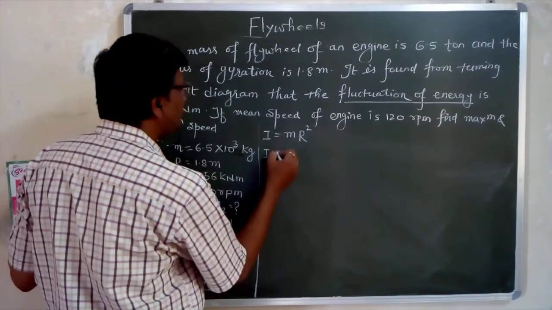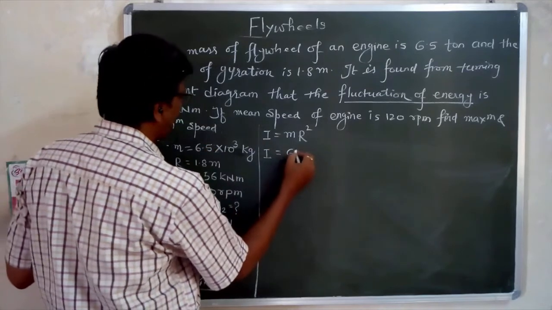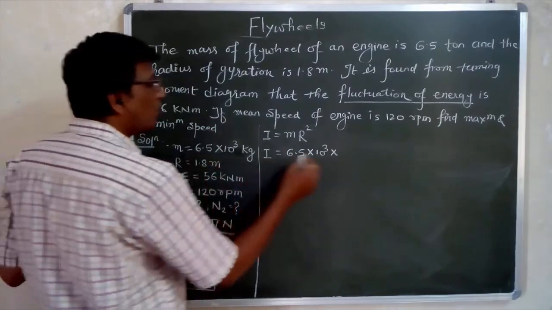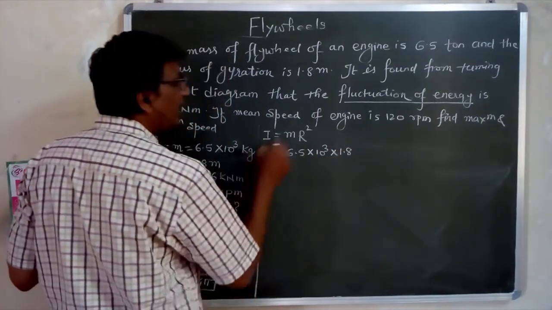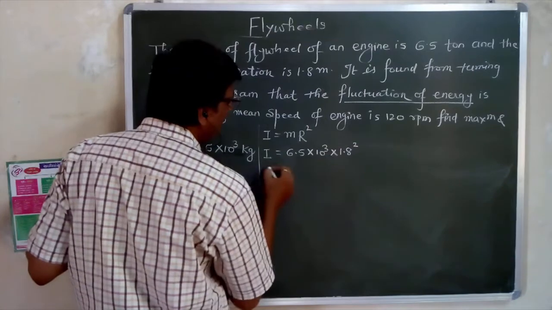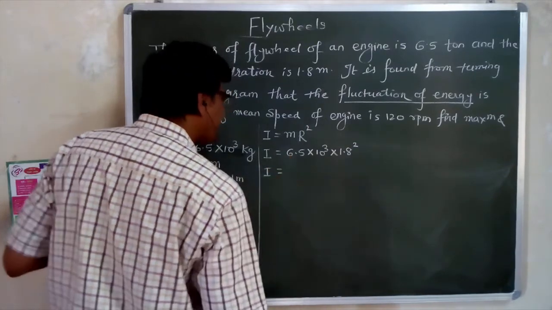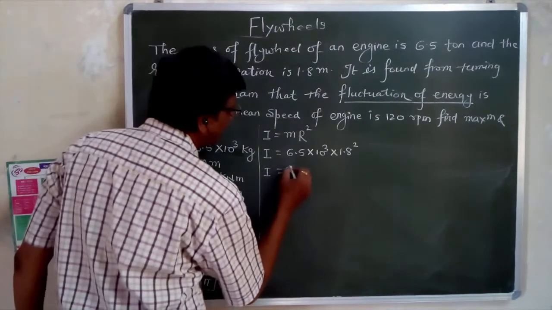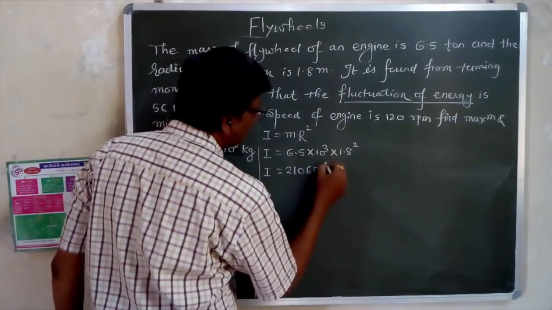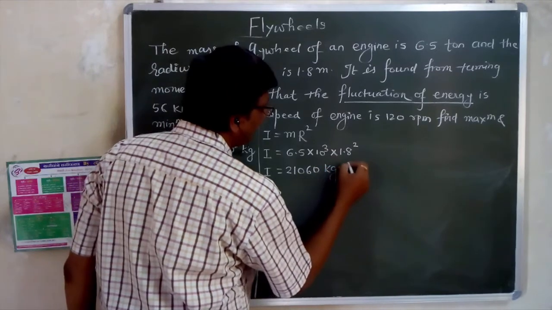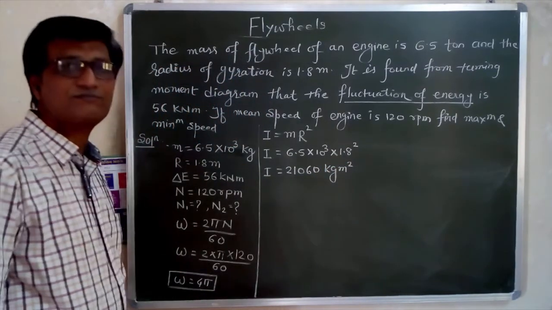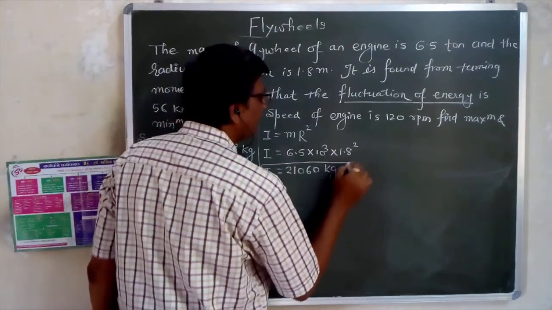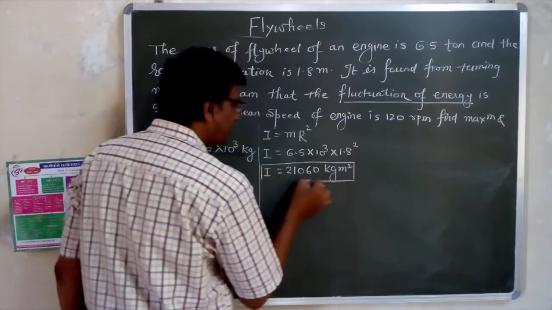Then I will go for I is equal to m r square or m k square. What is the mass given? It's 6.5 into 10 raised to power 3, into r is 1.8 meters, squared. Now the calculation gives I as 21060 kg meter square. Okay. This is another thing that you have calculated.